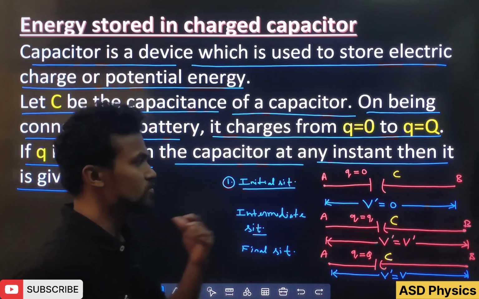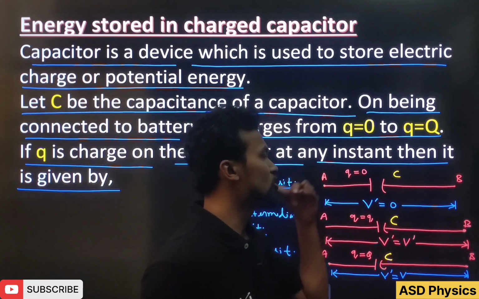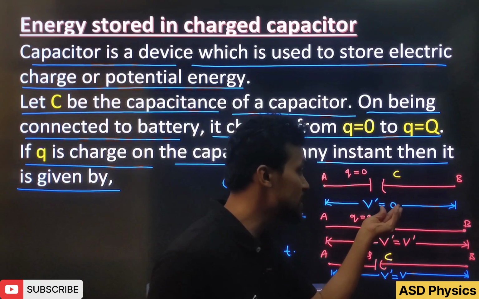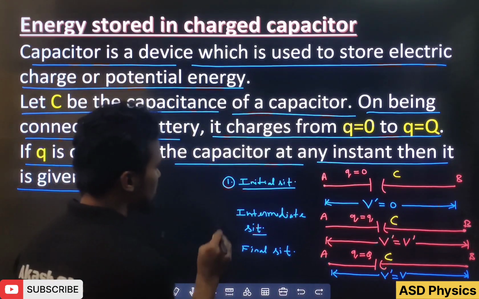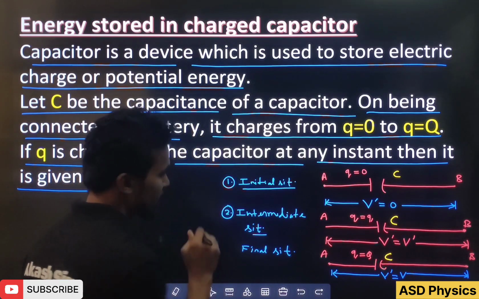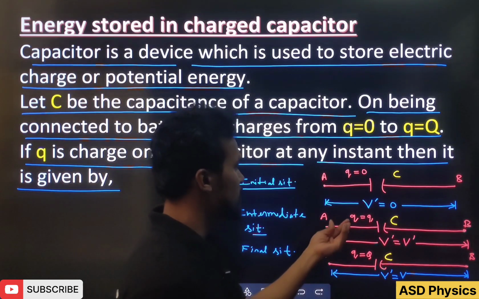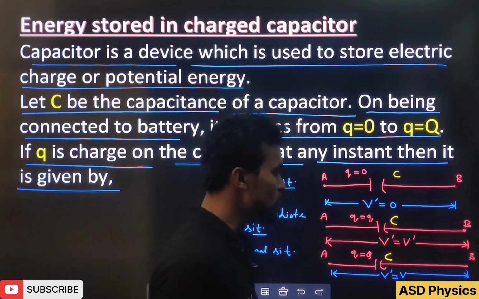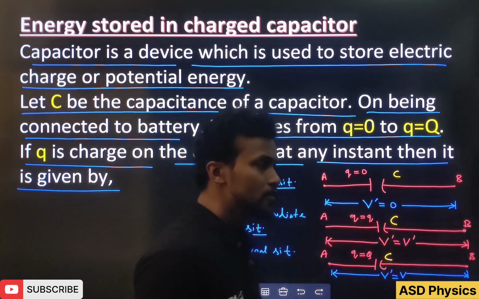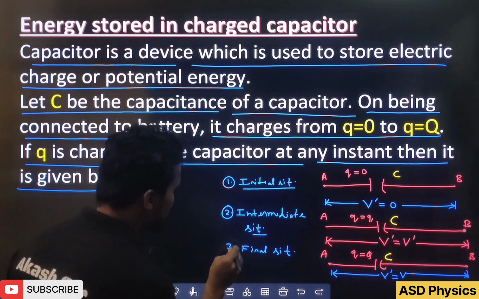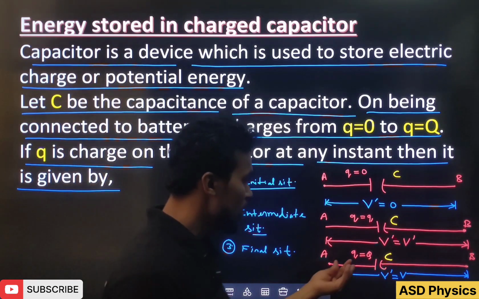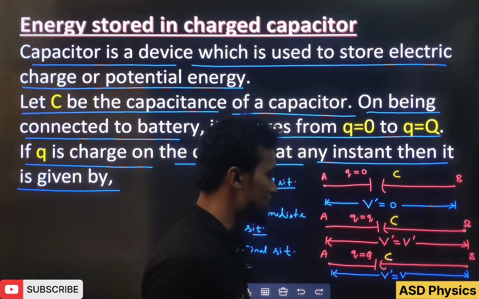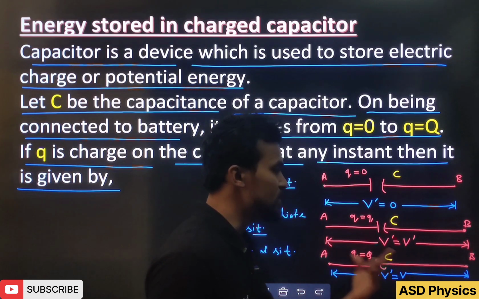So initially, the charge on the capacitor is 0 and the potential difference across the capacitor is 0. In an intermediate situation, that means after some time, let's take the charge on the capacitor as Q and the potential as V dash. And finally, in the final situation, when the capacitor is completely charged in steady state, the charge on the capacitor is capital Q, and the potential V dash equal to V.